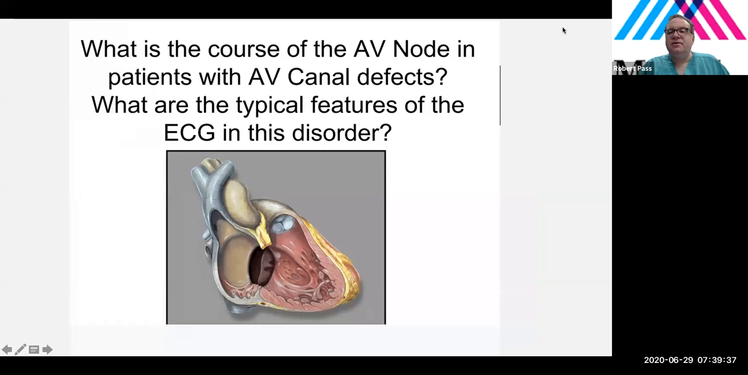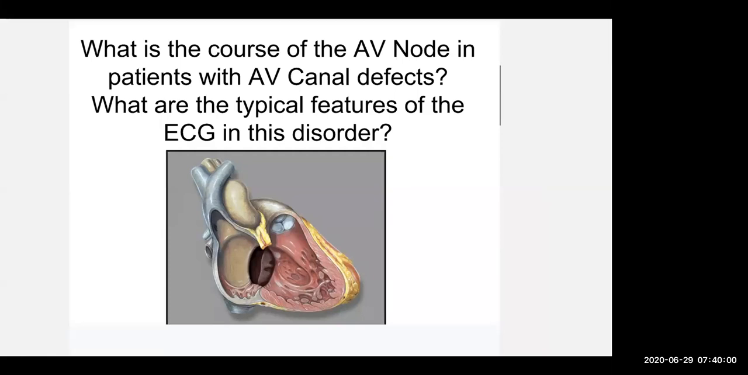Okay, why don't we go to the one fellow that I've been unable to ask a question of because she was in the case, which is Uzo Obiaka. What is the course of the AV node in patients with AV canal defects, and what are the typical features of the ECG in this disorder? Hi, Dr. Pass. Hello, Uzo.